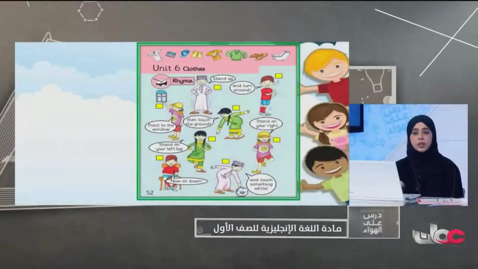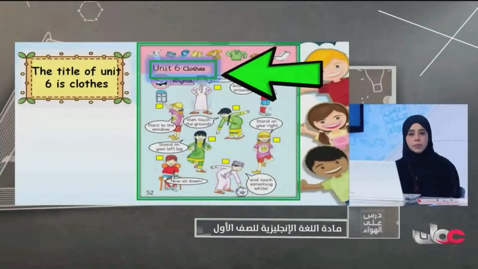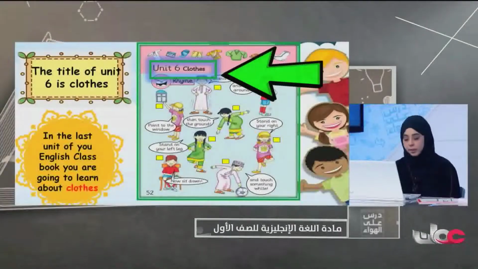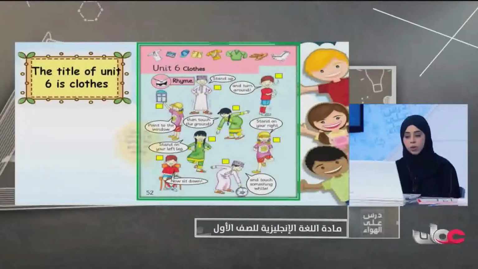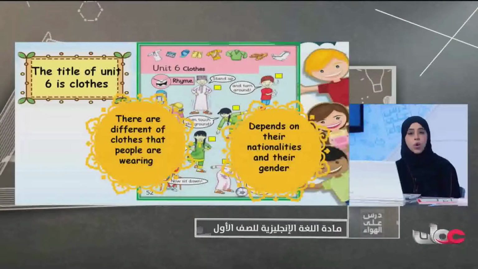Let's start first by looking at your class book on page number 52. Here you can see at the top the title of the unit. The title of unit 6 is clothes. Clothes mean what you usually wear. In this unit, you are going to learn the names of clothes that you are wearing. As you know, there are different clothes that people wear, depending on their nationality and also on their gender. Whether they are boys or girls, male or female, they have different clothes to wear.